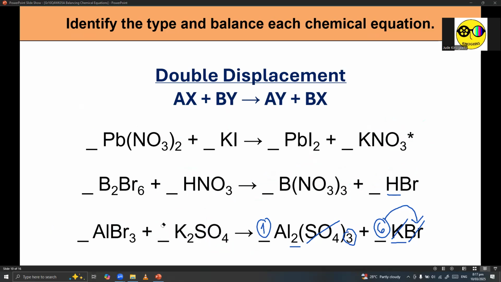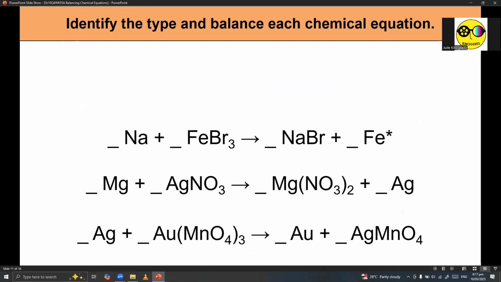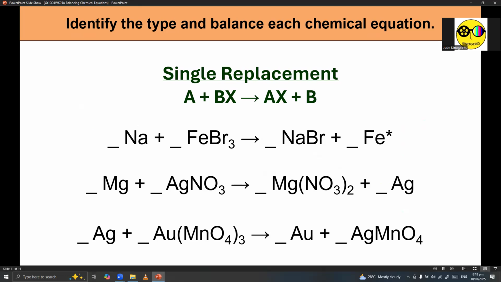So kung di ako nagkakamali, this is the fourth batch of chemical equations. Ang hindi pa lang natin natatakal is ito, no? So in this case, we start with an element reacting with the compound, and the final product is another element and a compound. Notice that one element replaced the other element in a compound. So this is single replacement. In Tagalog is may nang-agaw at saka may naagawan.